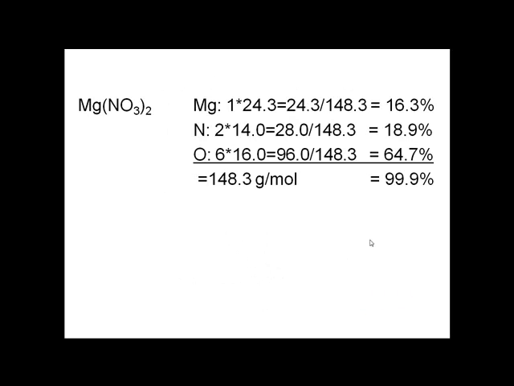All right, let's look at another example, magnesium nitrate. Same idea here. We've done this one before. We get all their masses. And now all we need to do with our mass from the magnesium, 24.3, is divide by the total, 148.3. We'll get 16.3%. Same thing with the nitrogen: 28 divided by 148, 18.9%. Oxygen: 96 divided by 148, 64.7%. We add them up, 99.9.